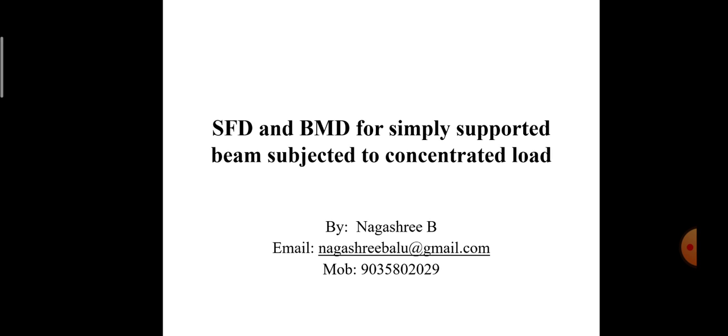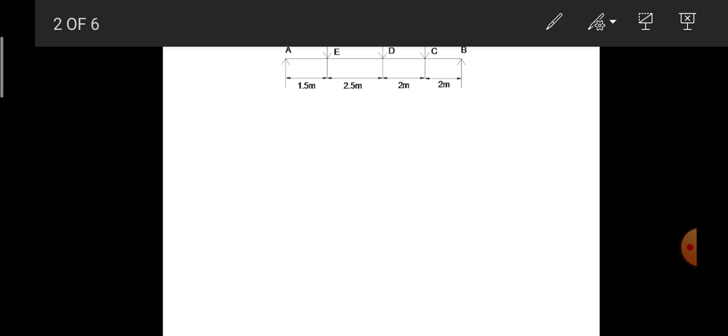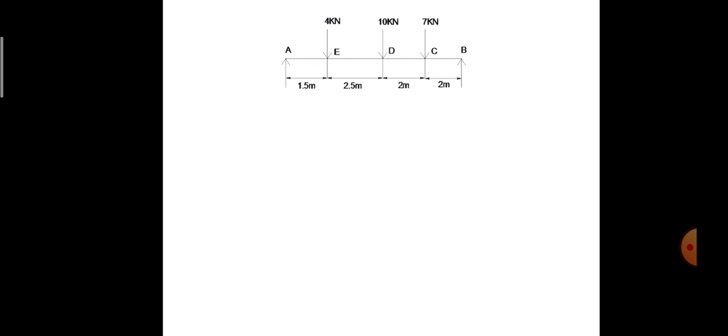Today I'll be discussing how to analyze shear force and bending moment for a simply supported beam when it is subjected to concentrated load. So here I have a numerical wherein AB is a simply supported beam which is subjected to concentrated loads of 4, 10 and 7 kilonewton magnitude at the points E, D and C. E is at a distance of 1.5 meter from A, D is at a distance of 2.5 meter from point E. C is at a distance of 2 meter from point D.